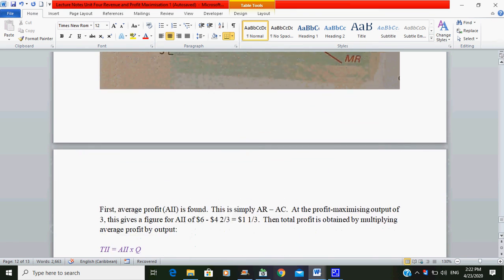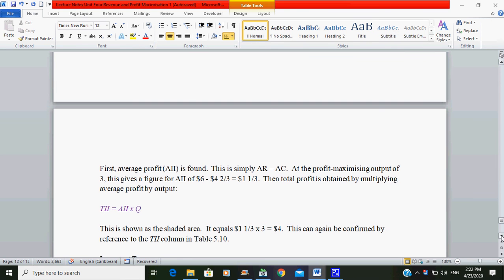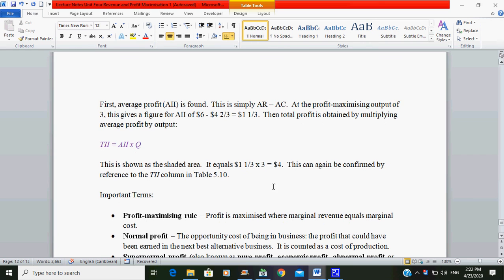Alright, now, first, average profit is found. It's simple AR minus what? AC. At the profit maximizing output of 3, this gives a figure of 6 minus 4 and 2 thirds, which will give you 1 and 1 third. Then total profit is obtained by multiplying average profit by what? Output. Total profit equals average profit times quantity.